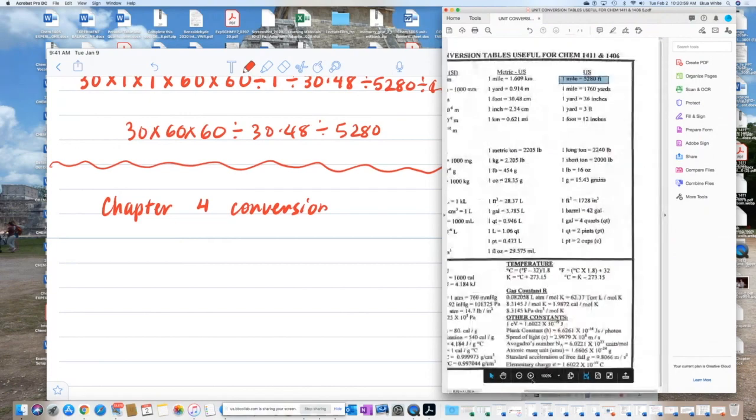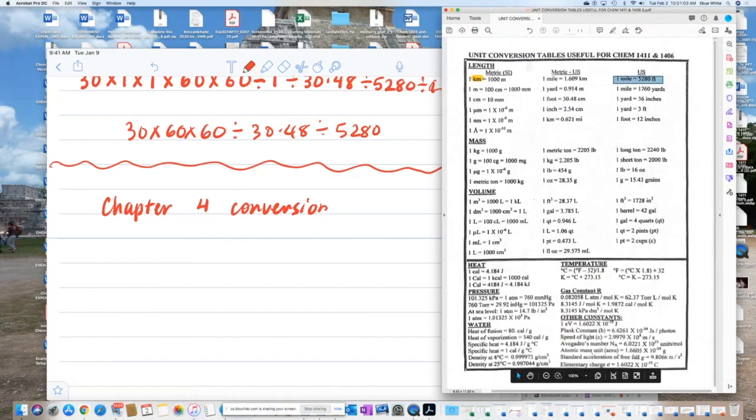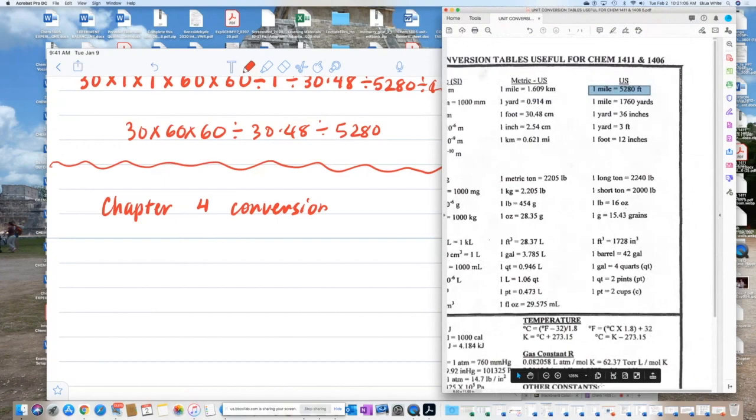I don't know how big this is. How do I? Oh, there. Trying to figure out how to use this.